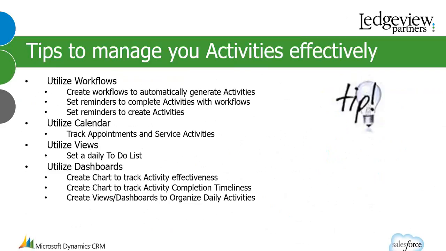You can create a chart to track activity completion timeliness. So you can look at how your activities are doing when they're closed versus when their due date was. So if you're seeing, I'm really not closing my activities until a couple days after they're due, I need to readjust my strategy to make sure I'm really closing these activities on time. You can also create views and dashboards to organize your daily activities, just like with that to-do list.